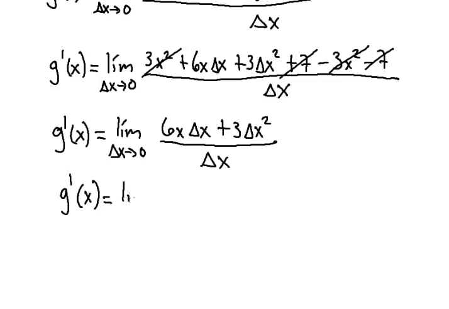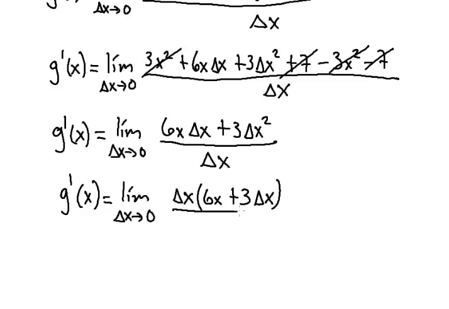So I will get limit, as delta x approaches 0, of, I'm going to factor delta x, parenthesis. If I eliminate delta x from here, it will leave me with 6x. And if I eliminate delta x from here, there were 2 of them, so there will be another one left. Plus the 3 I just copied, and from the 2 delta x's that I had, only one of them will be left. All of that divided by delta x. Now, I have delta x in here, and I have delta x in here. I have them as factors, so I can cancel them because they repeat up and down.